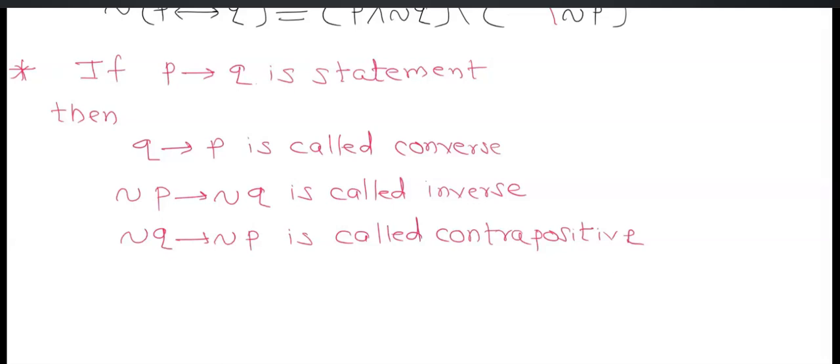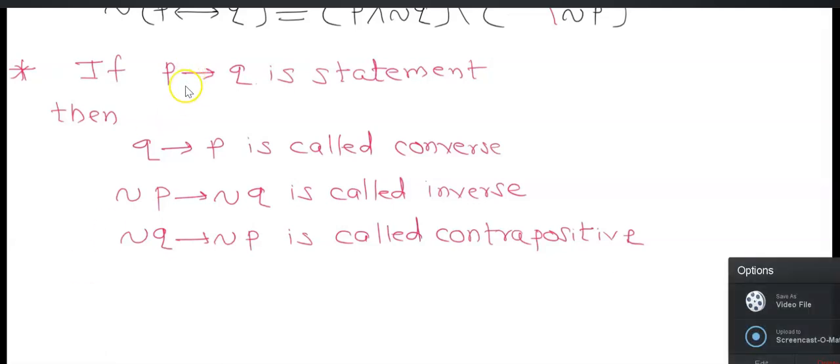Now see this here. This is very important. If there is a statement P implies Q, then Q implies P is the converse of the given statement. Negation of the given statement is called the inverse. Remember, learn it like this while studying. Negation of the converse is called the contrapositive.